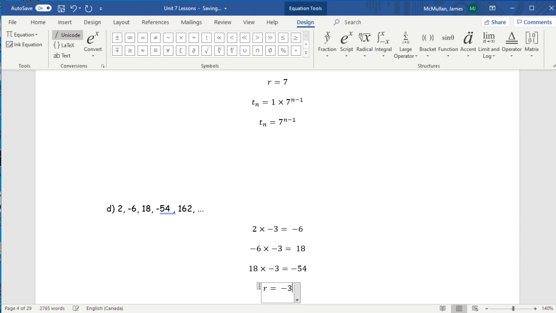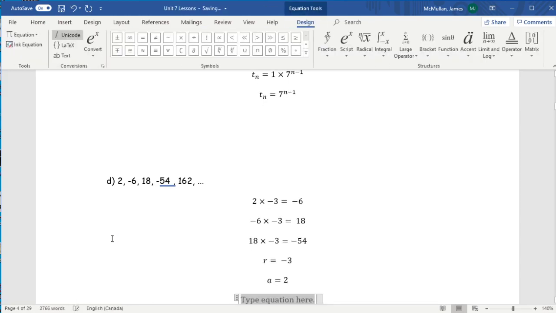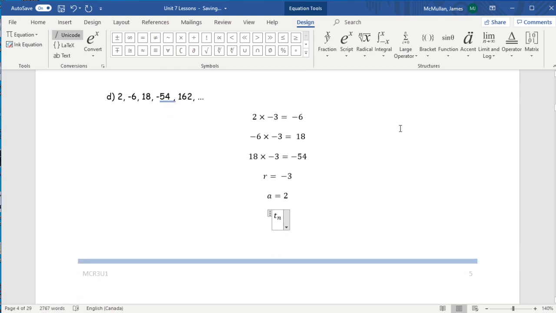So this tells us that r is equal to negative 3, a is 2, because that's the first term of the sequence. Therefore, the general term Tn is simply equal to 2, and then put a bracket, r, so remember it's a bracket r to the power of n minus 1, like that. So we'll just write Tn is equal to 2 times negative 3 to the power of n minus 1.